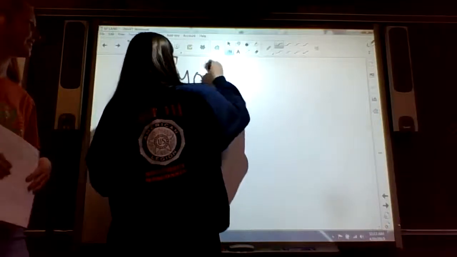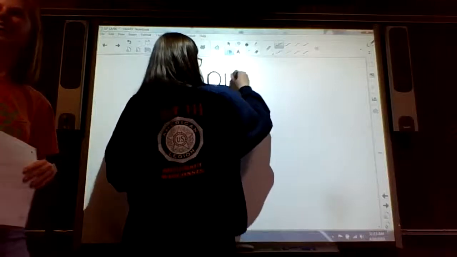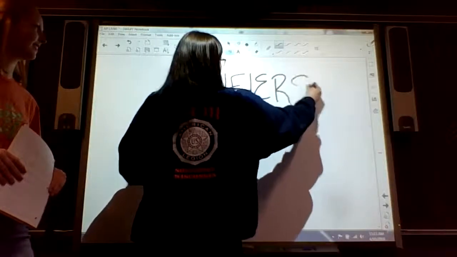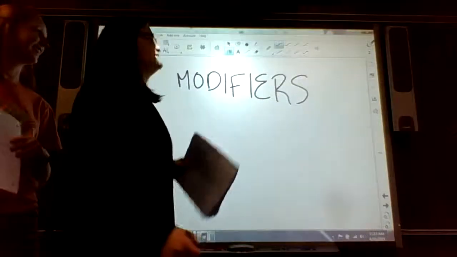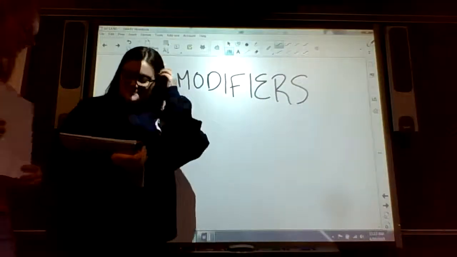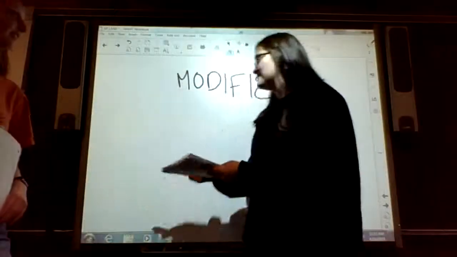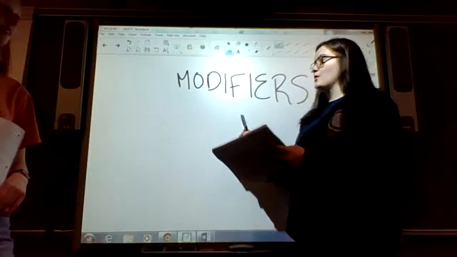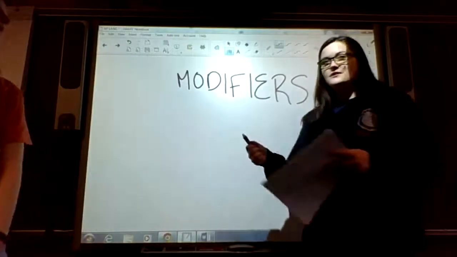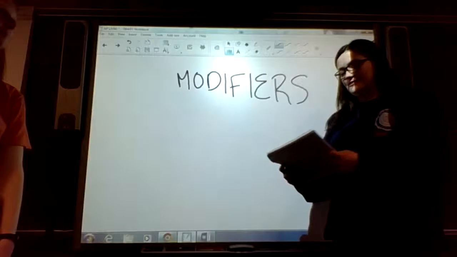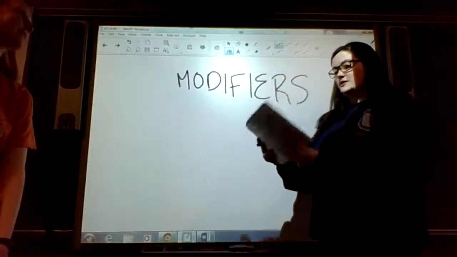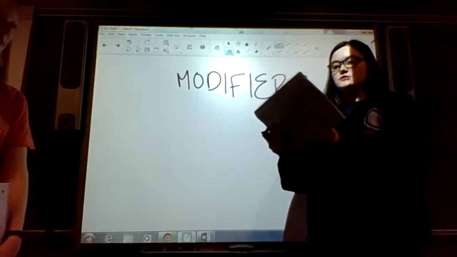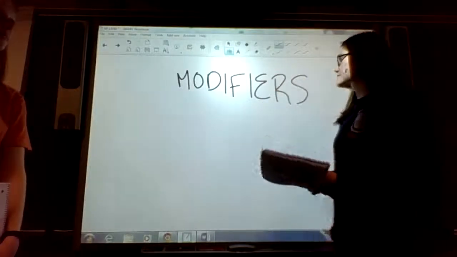So first group: modifiers. I'm going to draw an umbrella, and modifiers are basically describing words. So adjectives, adverbs, and prepositions. I'll continue drawing when Allison explains. And then all of those describing words can be clauses, words, or phrases, just like parallelism.